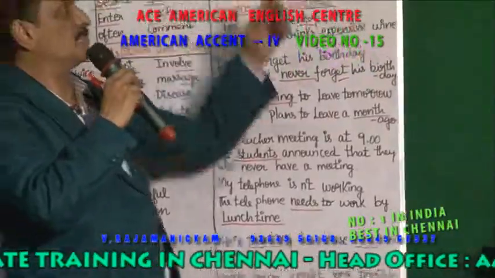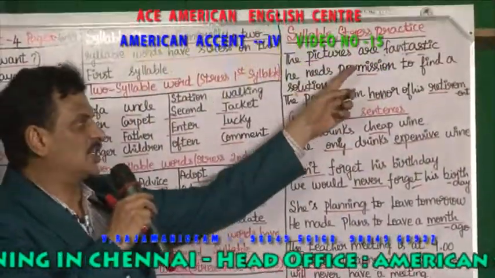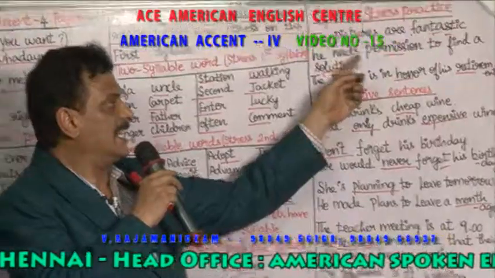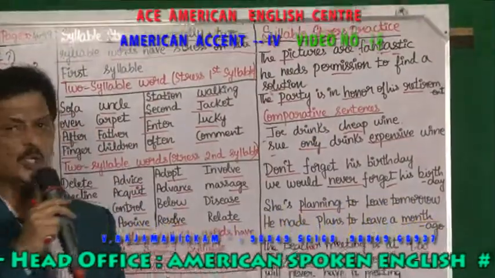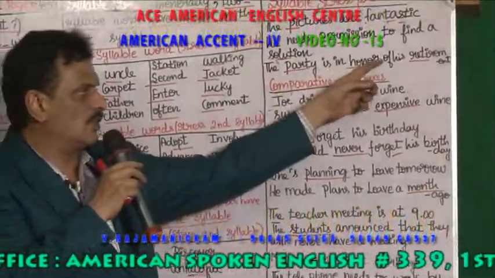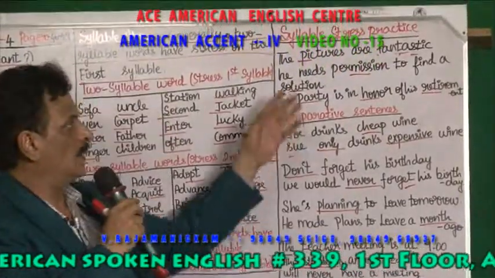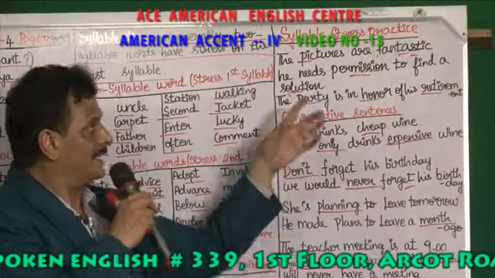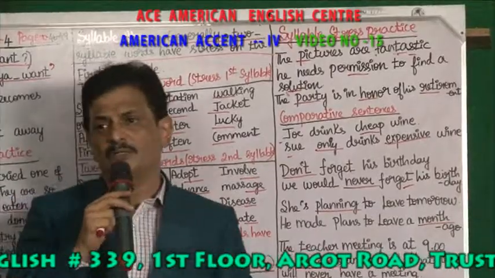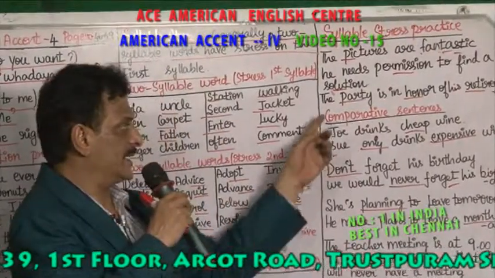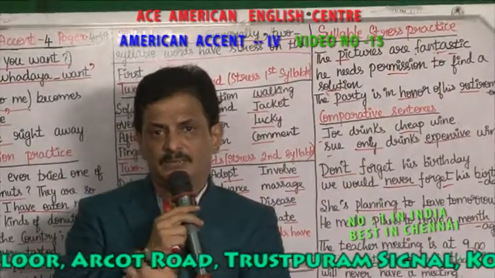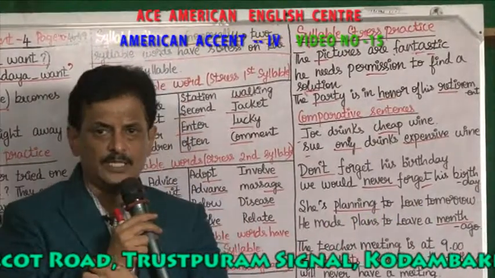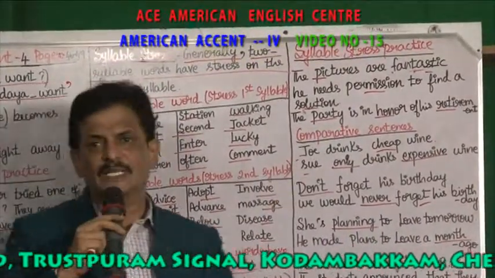So syllable stress practice, இங்க பாருங்க, the pictures are fantastic. He needs permission to find a solution. The party is in honor of his retirement. So picture வந்து பிரமாதமாக இருக்கிறது. அவனுக்கு பெர்மிஷன் வாங்க வேண்டும் அந்த பிரச்சனைகளுக்கு தீர்வு காண்பதற்கு. The party is in honor of his retirement. பார்ட்டி ரிட்டையர் ஆக போகிறது.